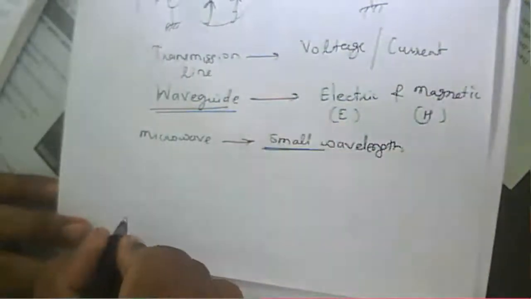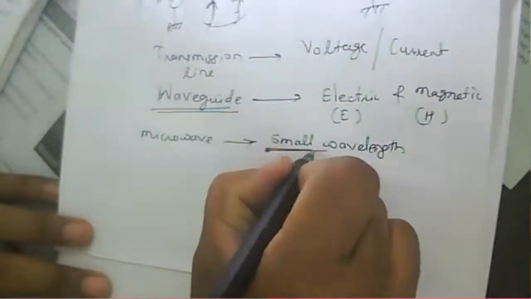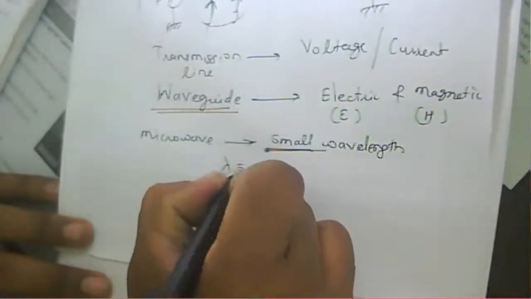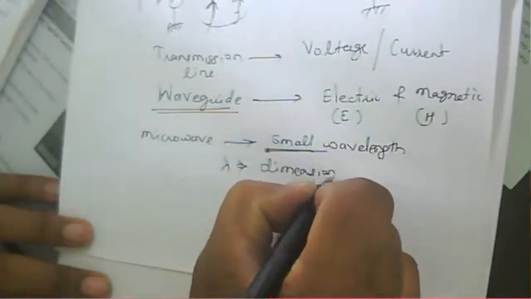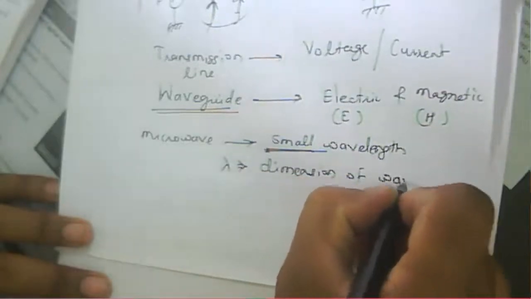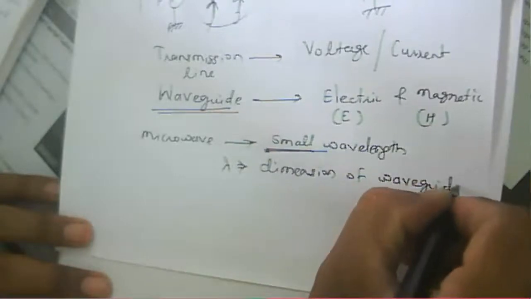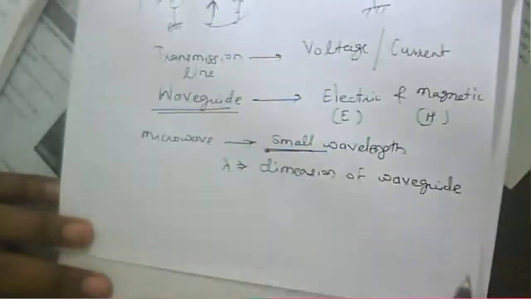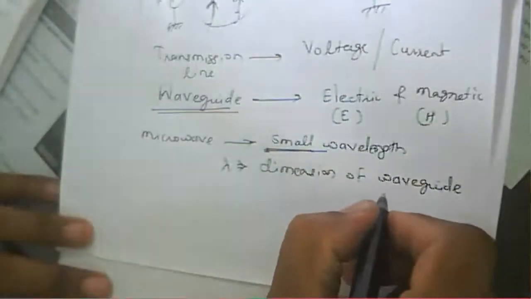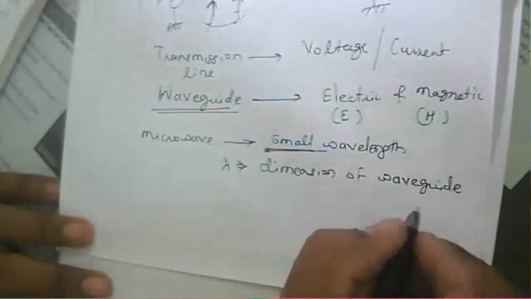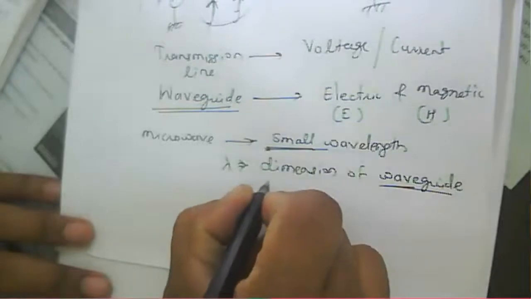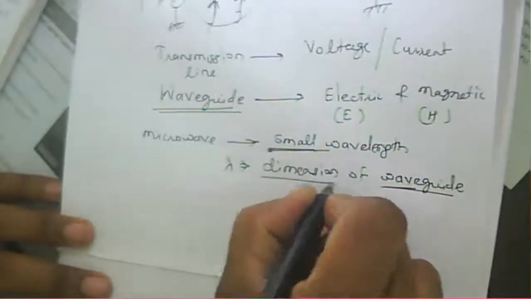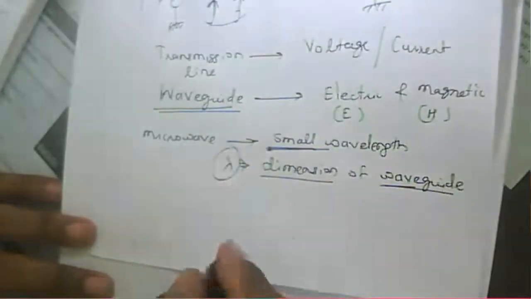So now what happens? A small wavelength is there, that is lambda, and then the dimension of the waveguide. We say it is a guide because the wave is propagating through that guide. But what is guided? It's the wave. It's a guided wave. That's why we say waveguide. So the dimension of a waveguide depends upon whatever wavelength we have.